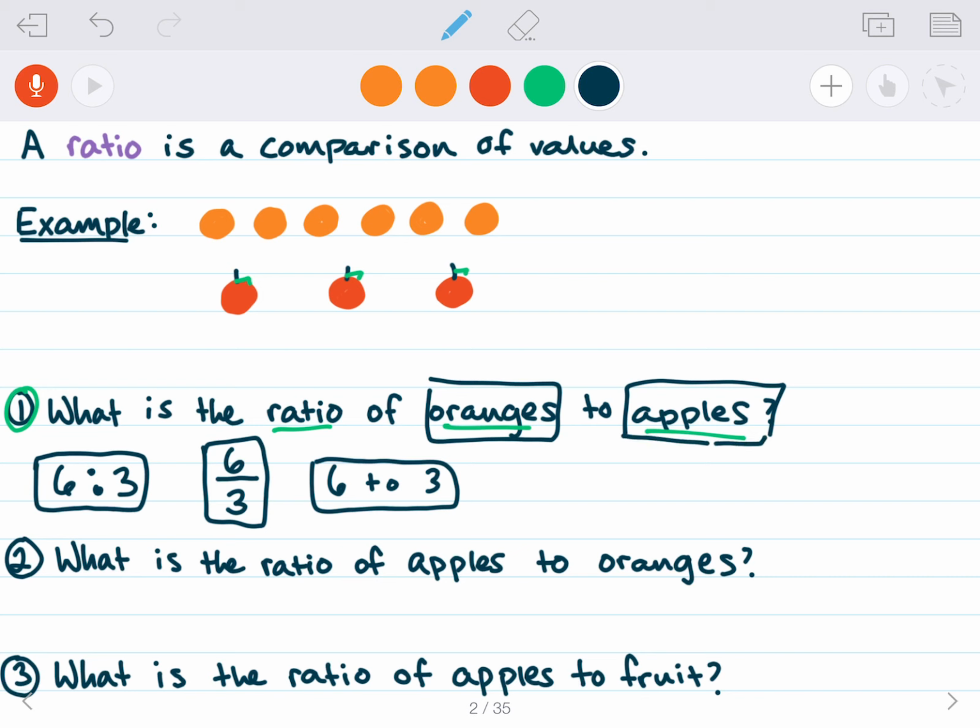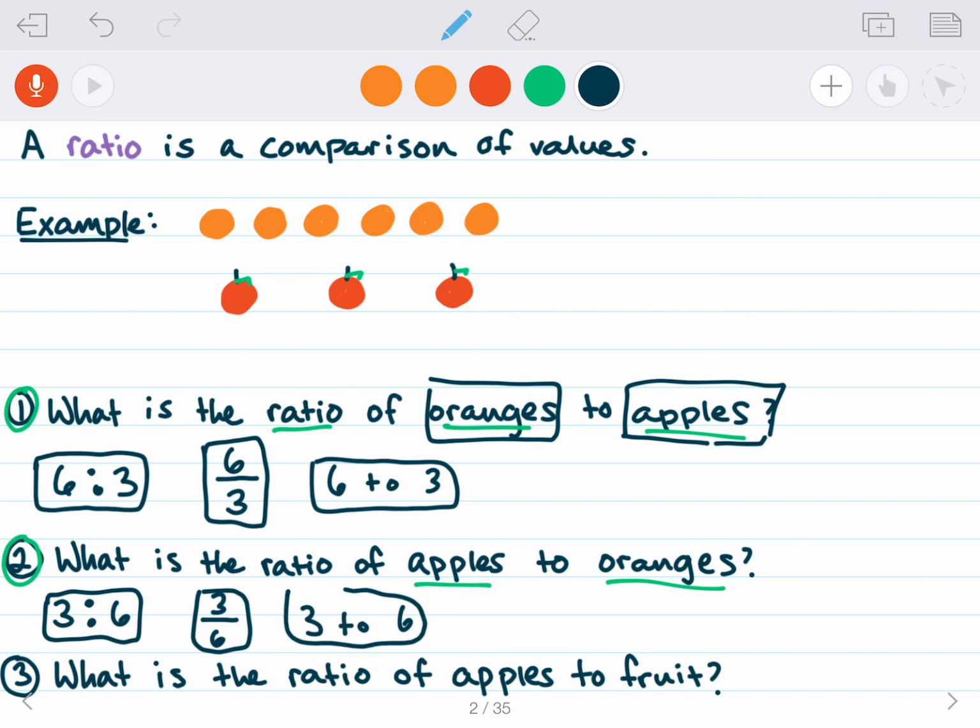Now, if we look at number 2, if we want to write the ratio of apples to oranges, well, apples comes first, so we just switch the numbers here. So apples, we have 3 apples, colon, 6 oranges. Apples to oranges. And same thing with the fraction. Apples, 3 comes on top for apples, 6 goes on bottom, and then we can write it 3 to 6.